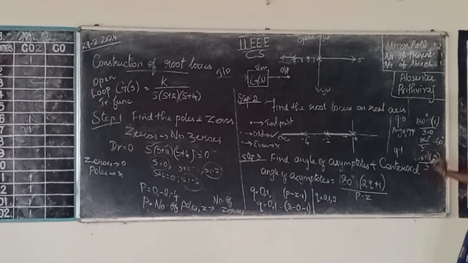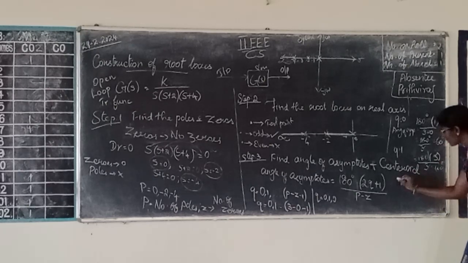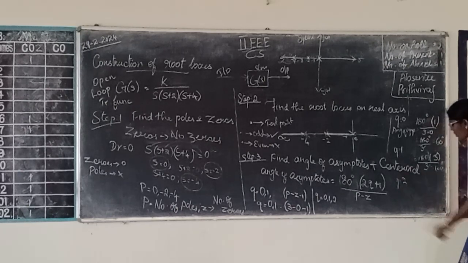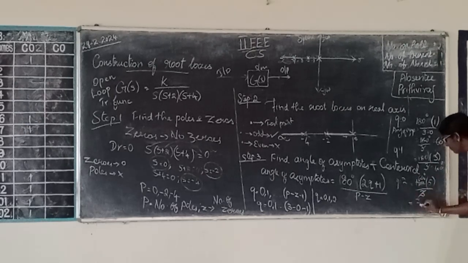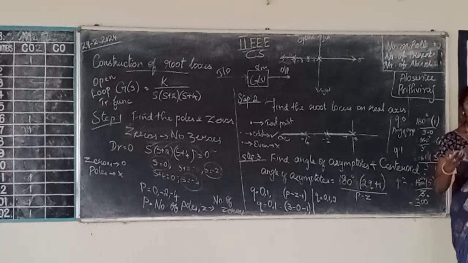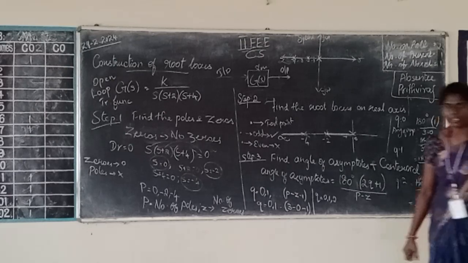So what is the answer then? 180 degree. If I substitute q is equal to 2, what is my answer then? 180 into 5 divided by 3. If we cancel this, it means 60. 60 into 5 will become 300 degree. So what are the angles of asymptotes? 60 degree, 180 degree and 300 degree. Okay.